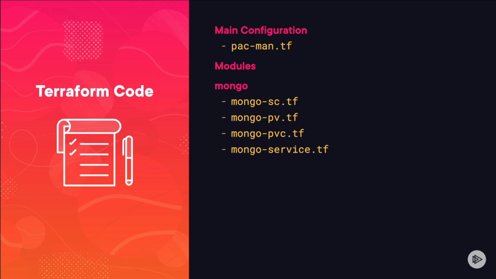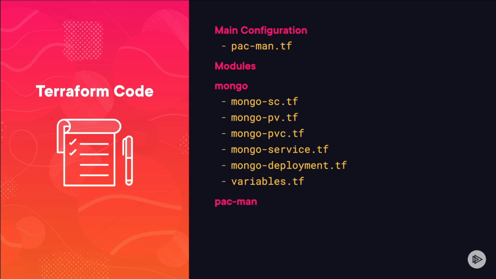Next, we have the mongo-service.tf file. This will provision our MongoDB service, which will set up a load balancer service and set up our ports for our database. And then we have our mongo-deployment.tf file, which is our node deployment of our MongoDB instance. And then we have a variables.tf file, where we'll pass the namespace of our Pacman web application.